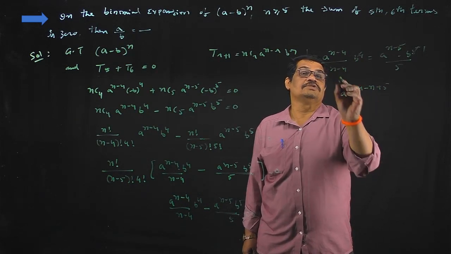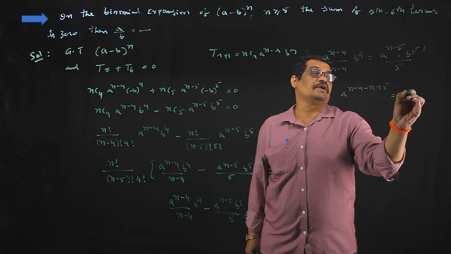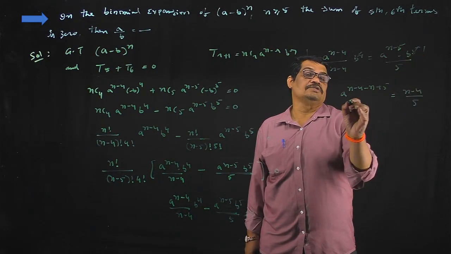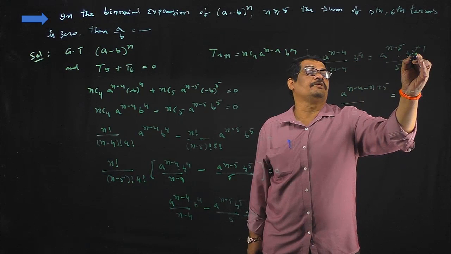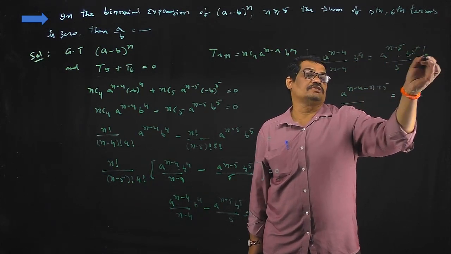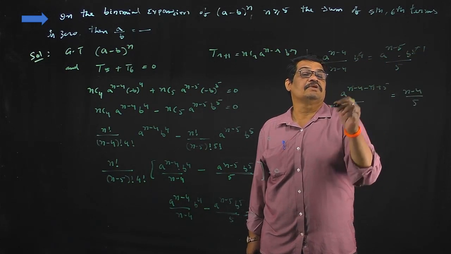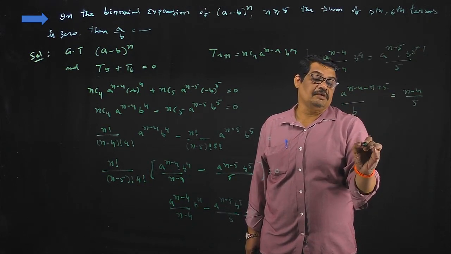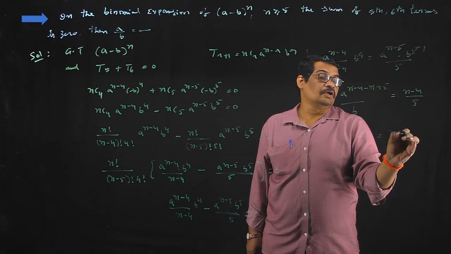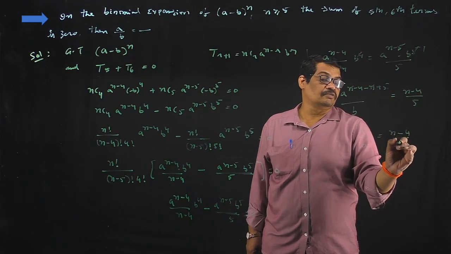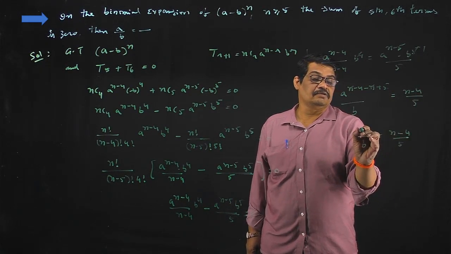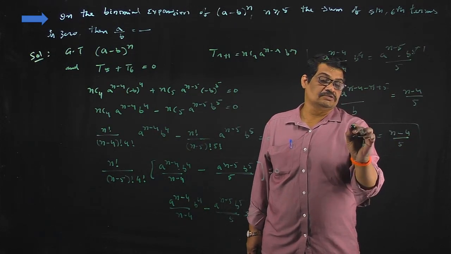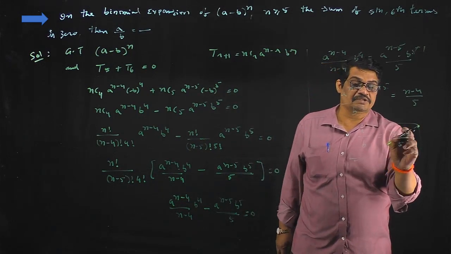Now this n minus 4 is moving to this side, n minus 4 by 5. Now b is moving to this side, b power 4 and b power 5, so 5 minus 4 is 1. Here minus n plus n is cancelled. a power 5 minus 4 is 1. So a by b is equal to (n minus 4) by 5. We are getting a by b is equal to (n minus 5) by (n minus 4) by 5.